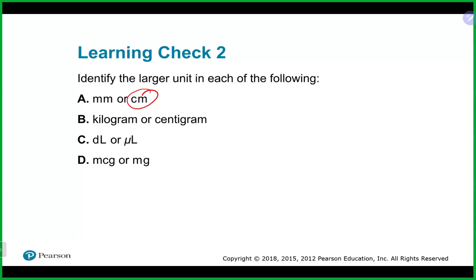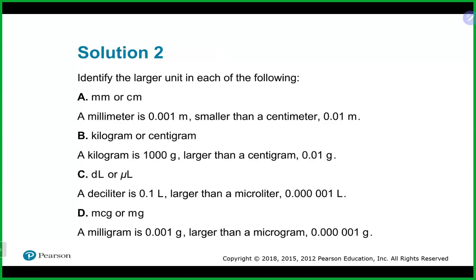Kilogram, centigram should be, sounds good. Kilo is 1,000, right? Deciliter, microliter. Yeah, deciliter. Microgram, milligram. Milligram, I think, should be larger in that case. Yeah. Again, those should be our units.